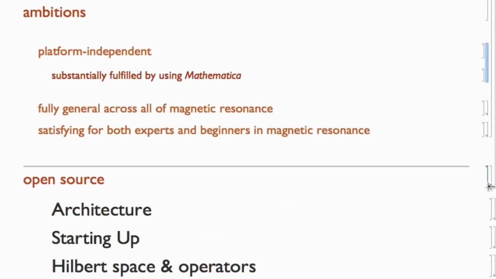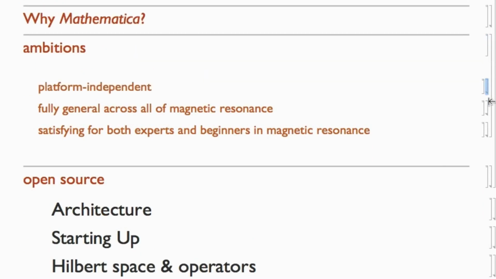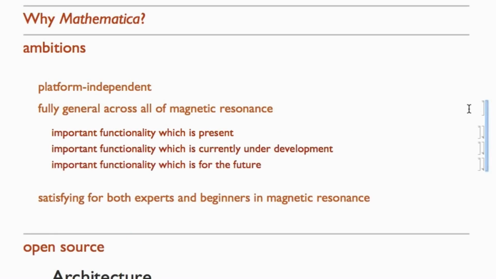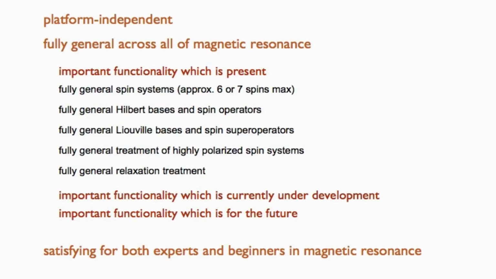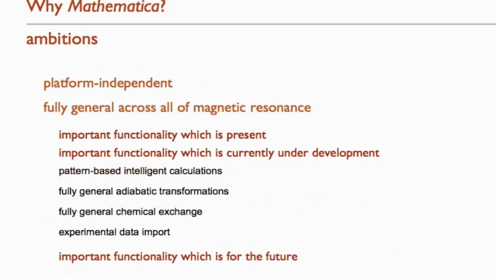The ambitions of SpinDynamica are that it should be platform independent, and as I said, that's rather well fulfilled just by using the Mathematica platform. There's also a very ambitious remit, really, to try and cover everything that we do in magnetic resonance. That's only partly fulfilled right now. There are some important domains of magnetic resonance which are not covered yet by SpinDynamica, some of which will be done quite soon. And as I explain more about the program, you'll maybe see how general it is. I'll just mention some things which are currently under development, which are currently missing, not fully implemented.